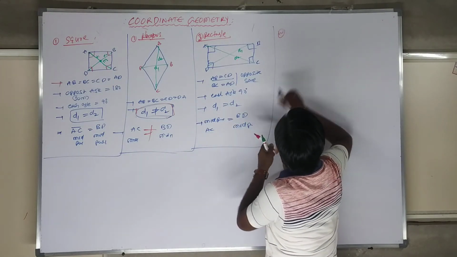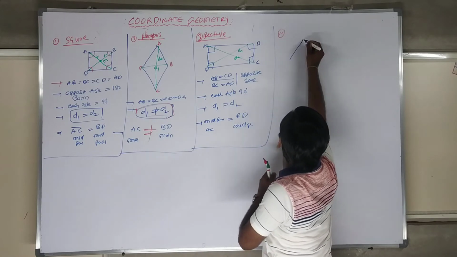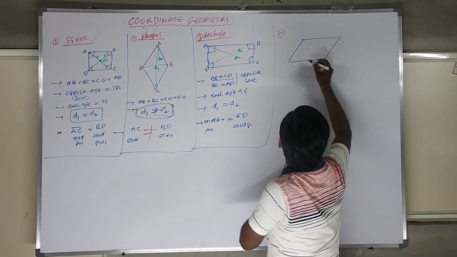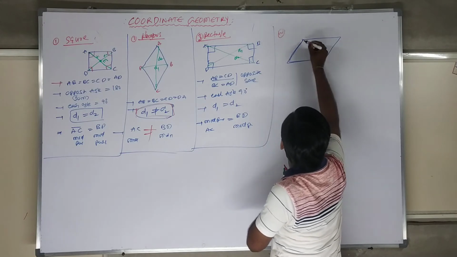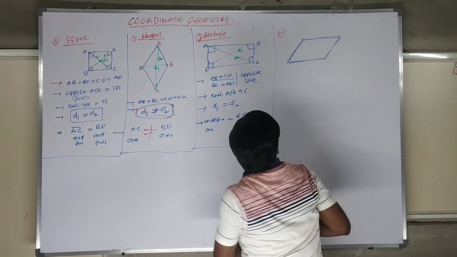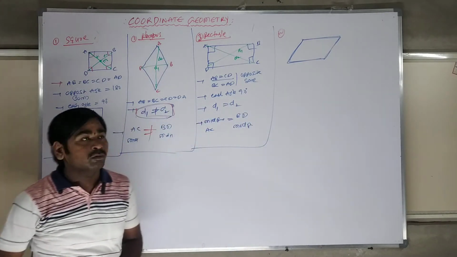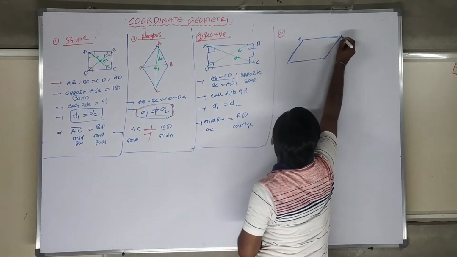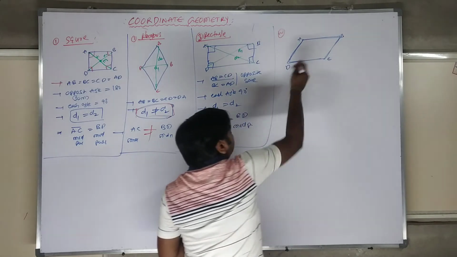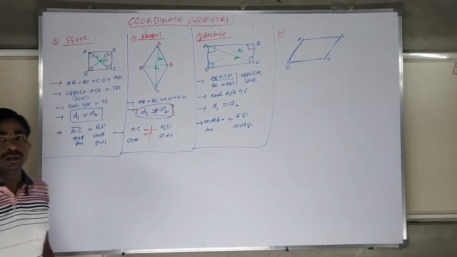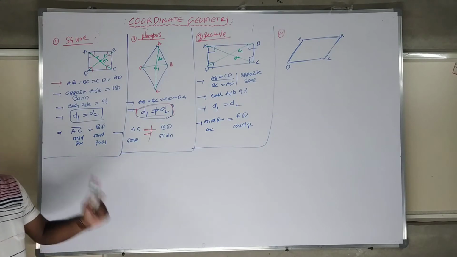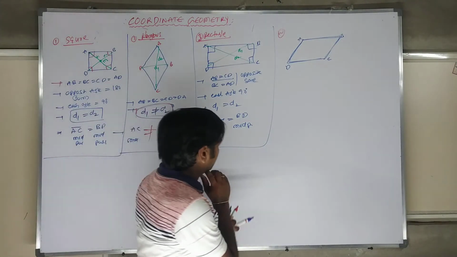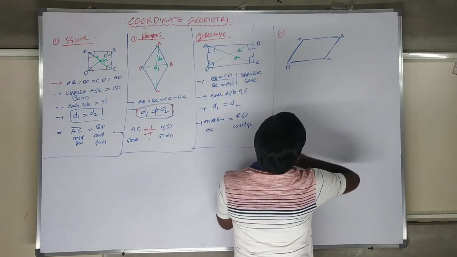This is called the fourth one. What is this one? Quadrilateral. This is one type of quadrilateral. What is this called? ABCD. For this quadrilateral, it should look like a rectangle, but it is not a rectangle. It's called a quadrilateral. You can see it in the quadrilateral types.